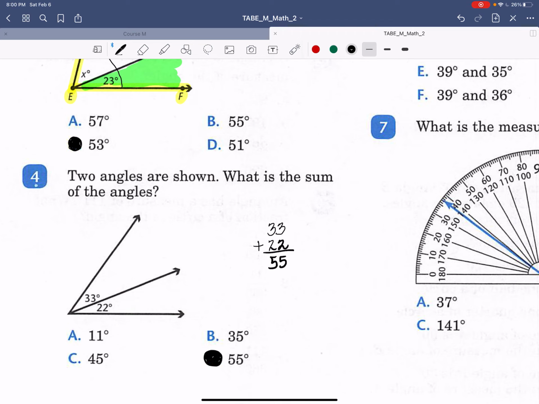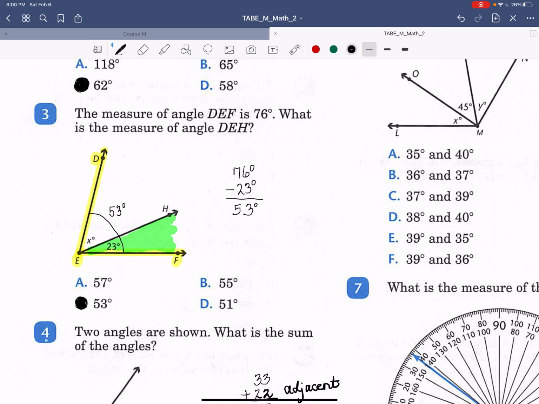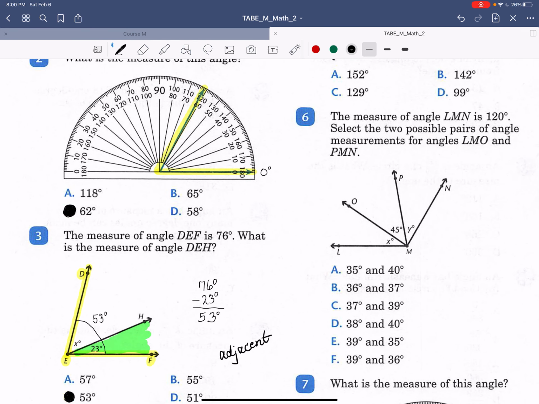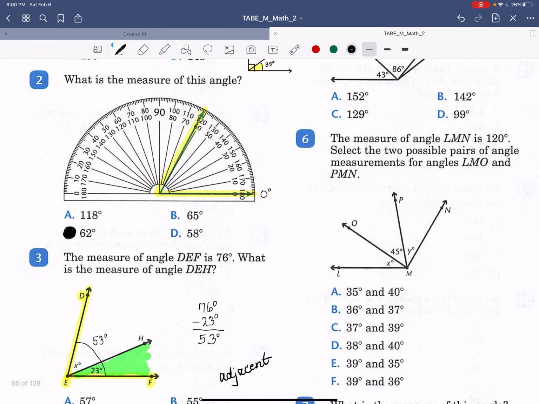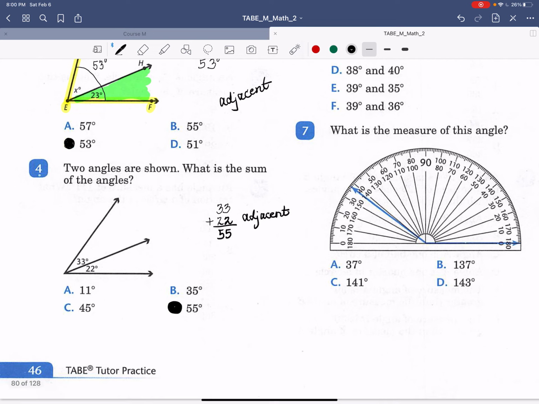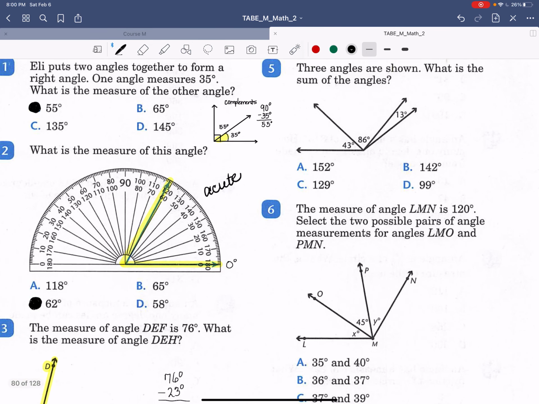They are not complementary because they would have to add up to 90 degrees. We would call those angles adjacent angles. I'm trying to use that vocabulary for you so you would know those are adjacent. Number 3, we have adjacent because 76 is not 90. The one number 2 would be an acute angle. It's less than 90 degrees. So try to use that vocabulary, and that will help you learn it, help you memorize it.